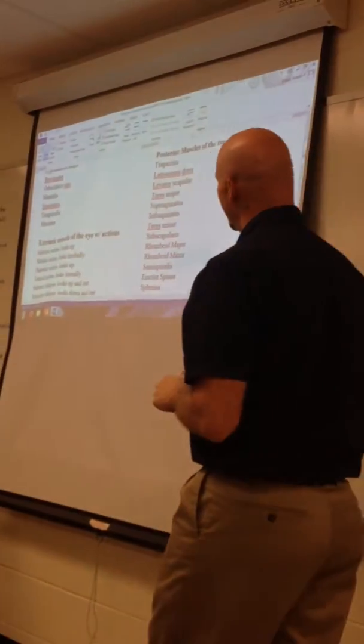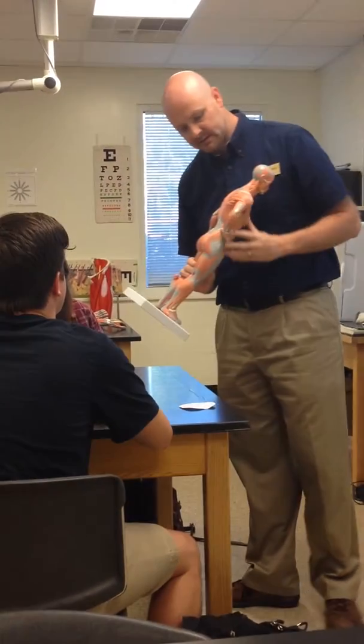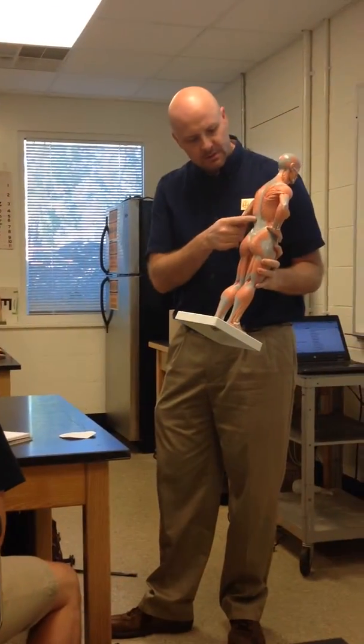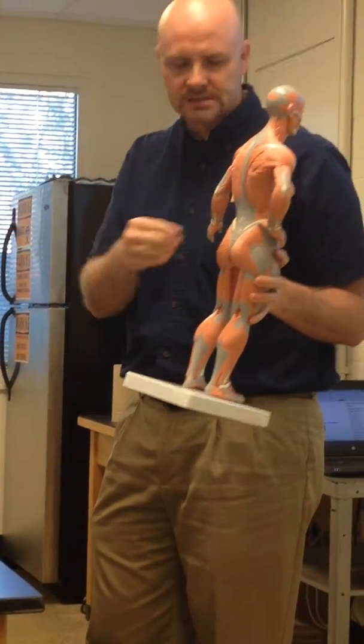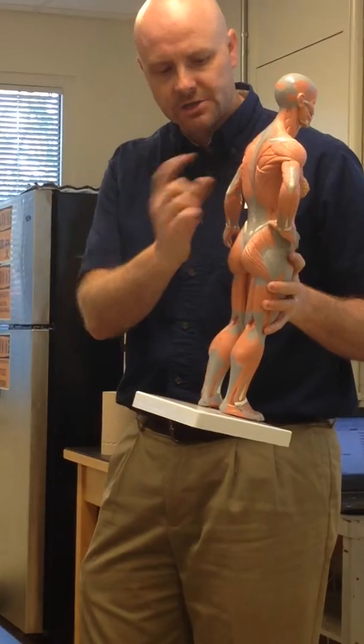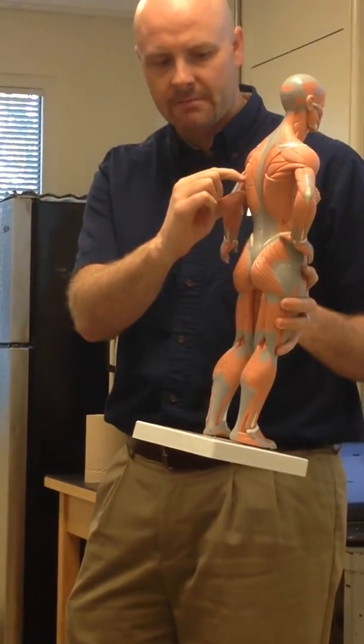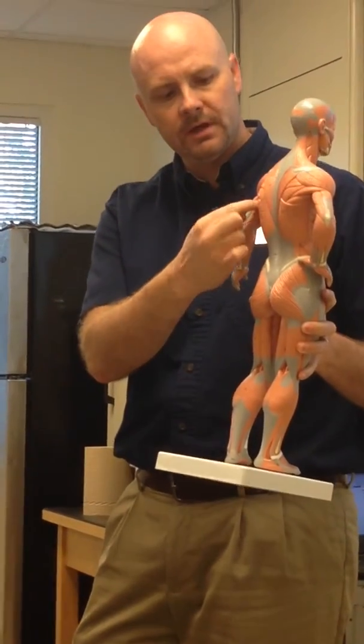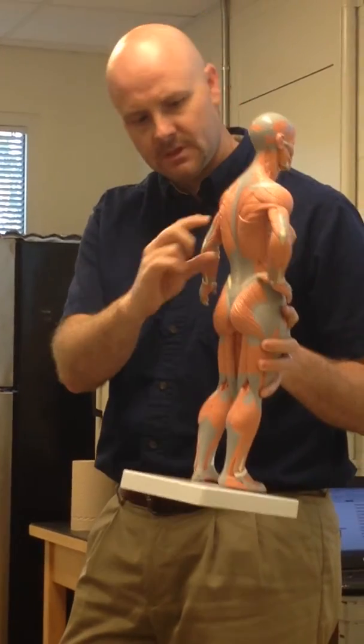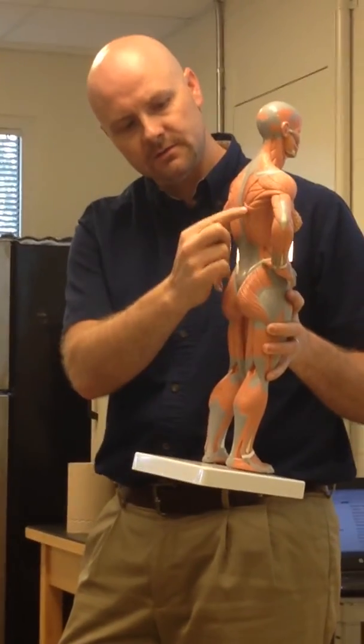The next one is the latissimus dorsi. Common name here is the lats. But the latissimus dorsi starts at the lumbar spine and is the largest flat muscle you have. So it's not as strong as some other muscles, but it's the large flat muscle. Goes all the way up and inserts on the humerus. So this is it right there, latissimus dorsi.